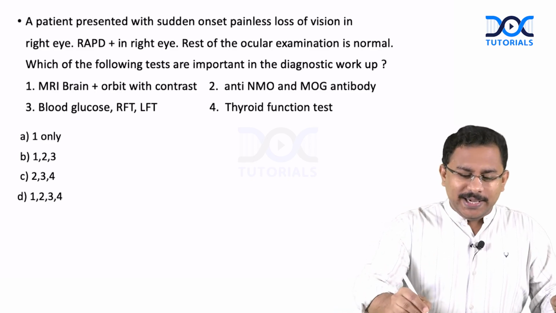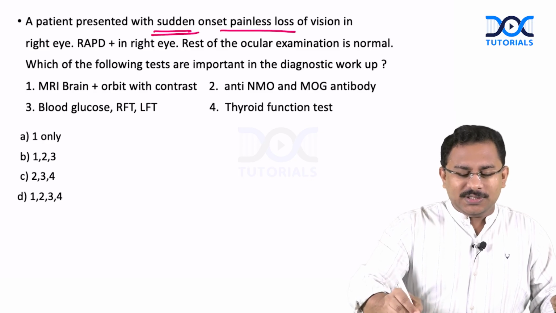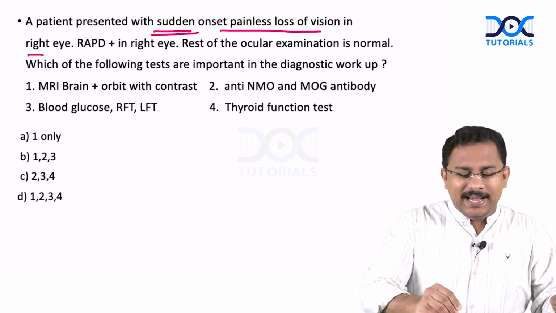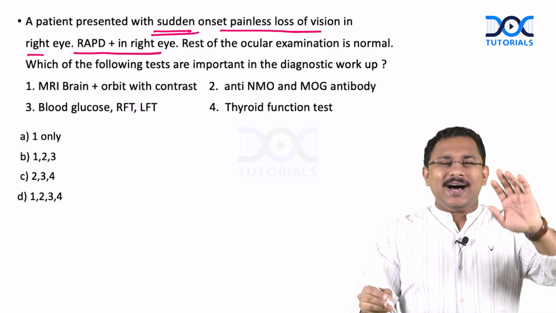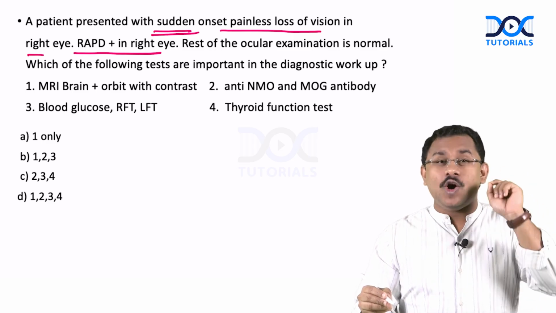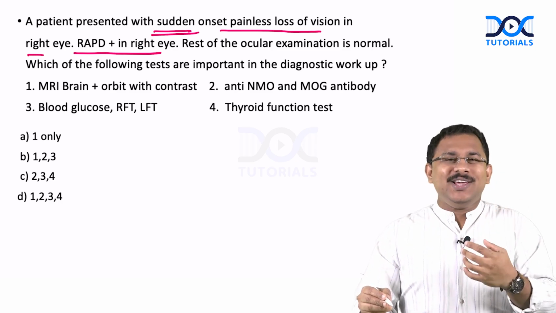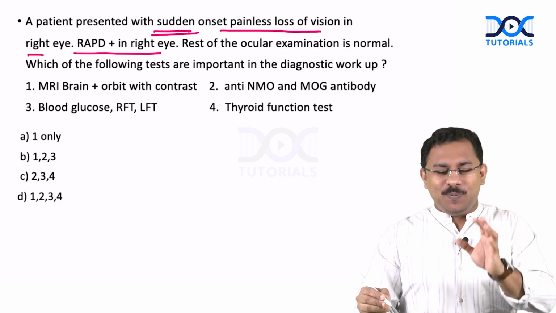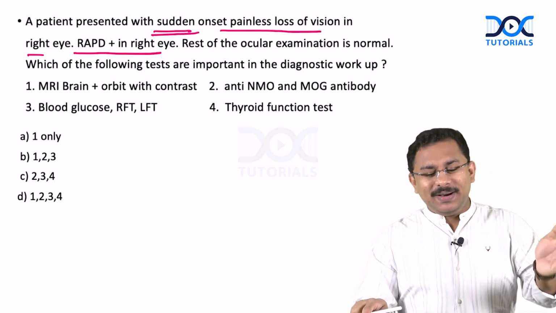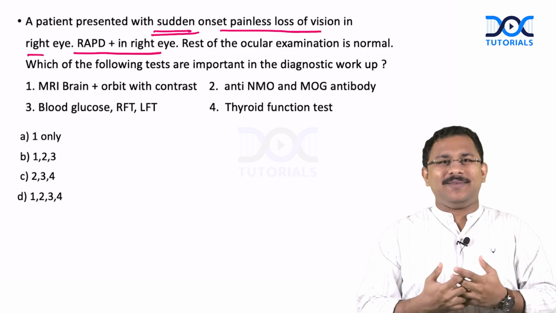Sudden onset, remember this. Painless loss of vision in the right eye, RAPD. So RAPD tells you what? The problem is in the optic nerve. So by now we know we are dealing with a case of optic neuropathy. But remember, rest of the ocular examination, all the eye movements, everything is normal.